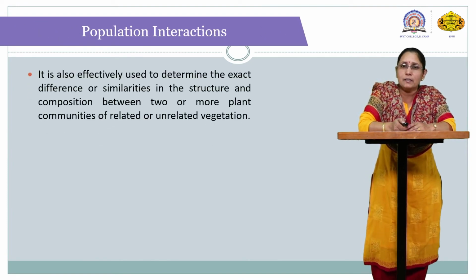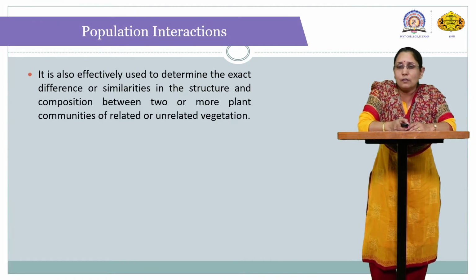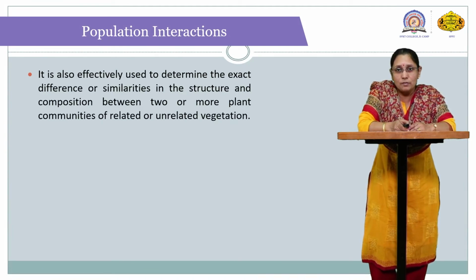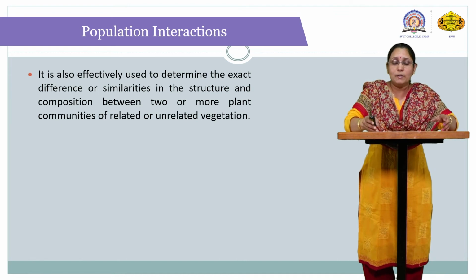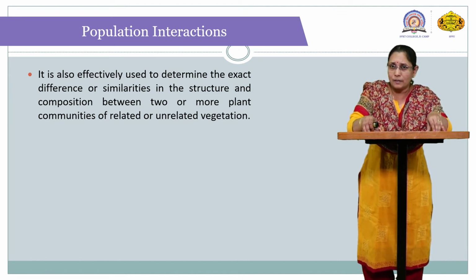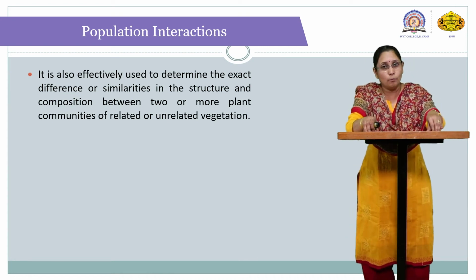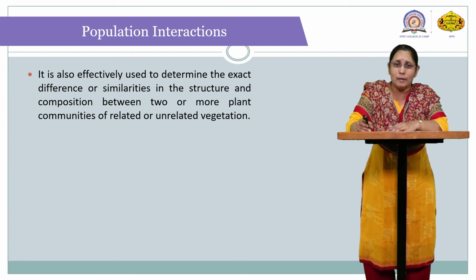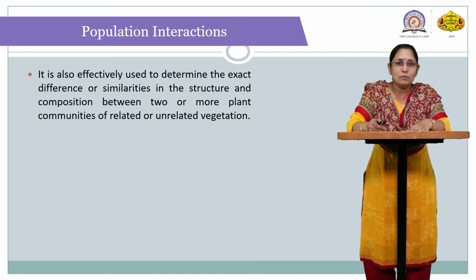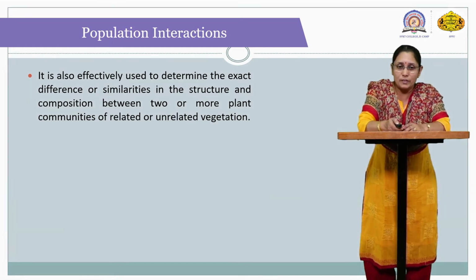Then what are the features of this quadrat method? It is effectively used to determine the exact differences or similarities in the structure and composition between two or more plant communities. Suppose X community and Y community are there in a particular vegetation and you are going to analyze them. With the help of the quadrat method, you can easily study the differences and the similarities between the X and Y communities. All these things will be easily analyzed by using these different size squares or quadrats.